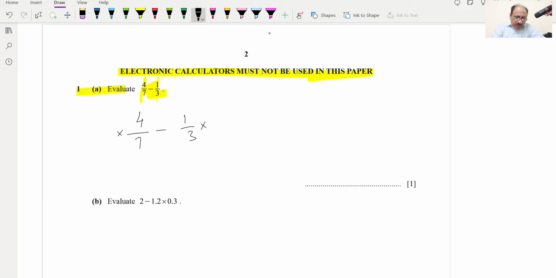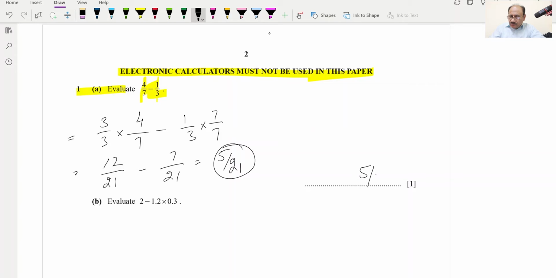To equalize this side we will multiply and divide by 3, and to equalize this side we will multiply and divide by 7, and we will get 12 over 21 minus 7 over 21, and 12 minus 7 will be 5, so 5 over 21 will be our final answer, which we can provide over here. This will be for 1 mark.